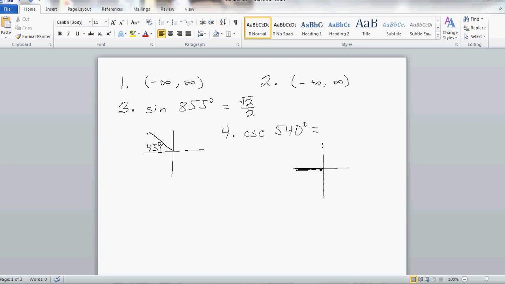Now, first thing we have to do is realize that cosecant is the reciprocal of sine. And so what we look at is, okay, what is the sine of this angle, or this terminal side right here? And if you do the calculations, this is a reference angle of 0. Well, the sine of 0 is 0. Unfortunately, the reciprocal of 0 is 1 over 0, which means it is undefined.